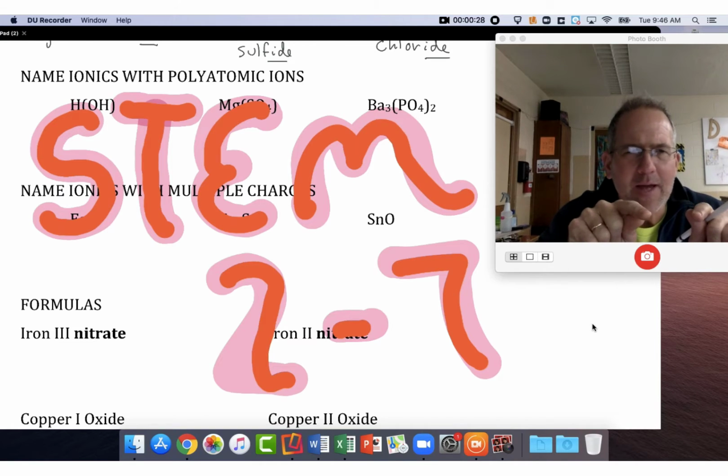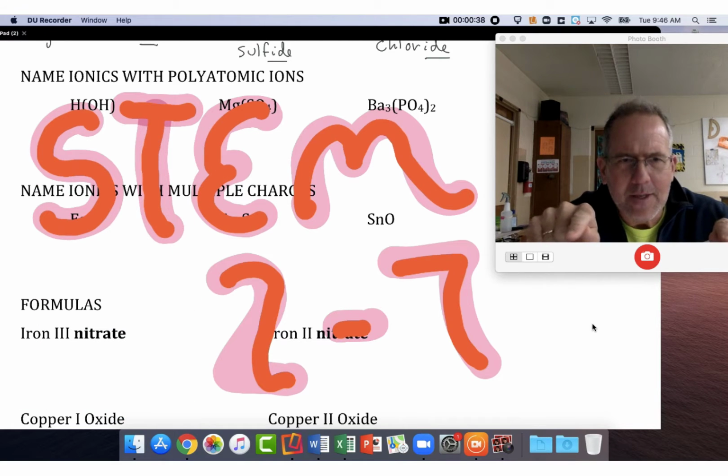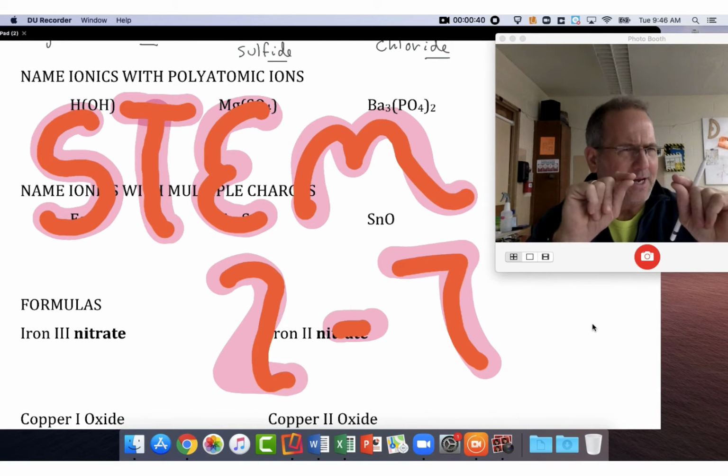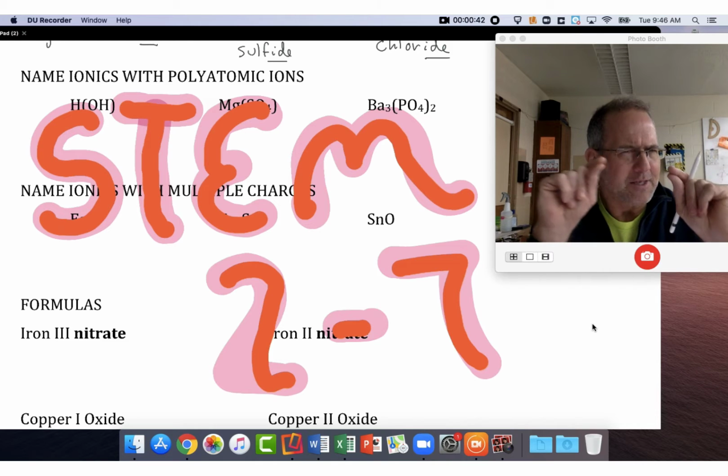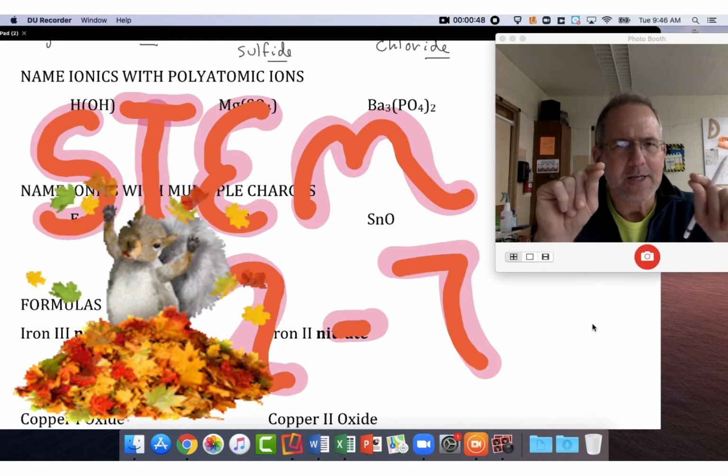If it's a regular atom and it's the positive, the cation, it uses the regular name, just the elemental name. If it's an anion and it's just a regular atom, a single element, it has that "ide" ending.